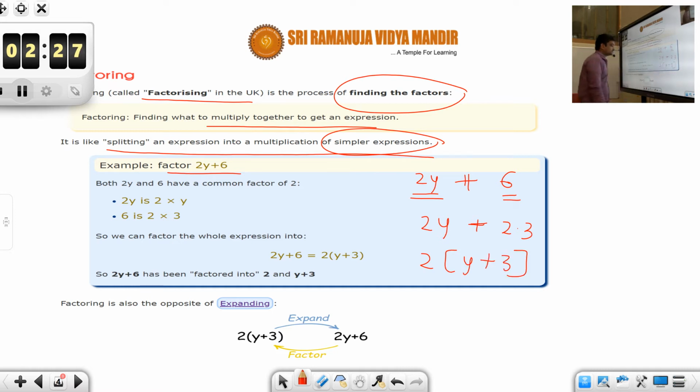Okay students, 2 times y plus 3. So that means we have factored the given polynomial 2y plus 6 into 2 and y plus 3. We call 2 a factor of this, and y plus 3 is a factor of this polynomial. Even if you expand this, you will get the original polynomial again. So expanding and factoring are reverse processes. Factoring is the opposite of expanding.